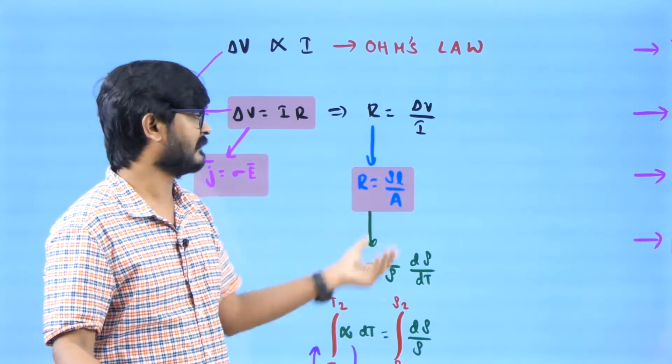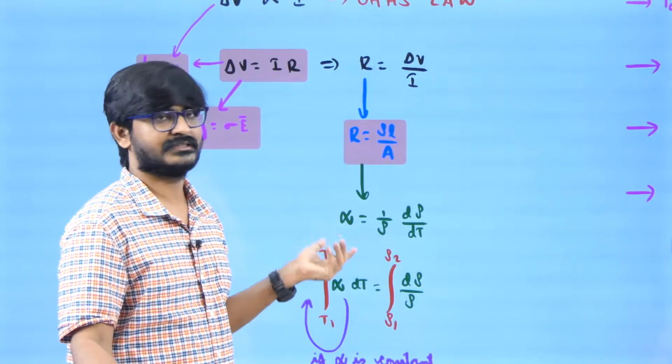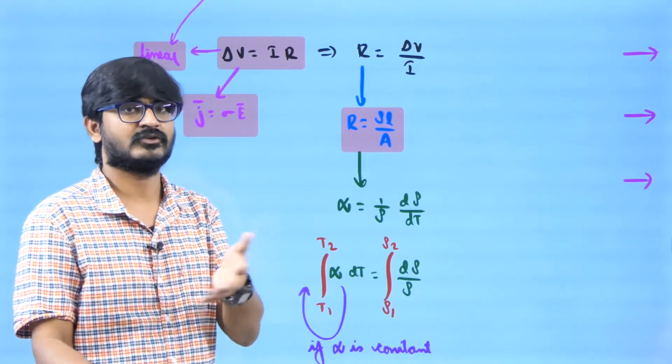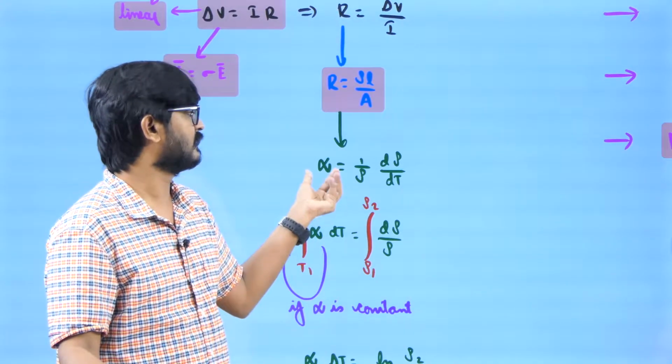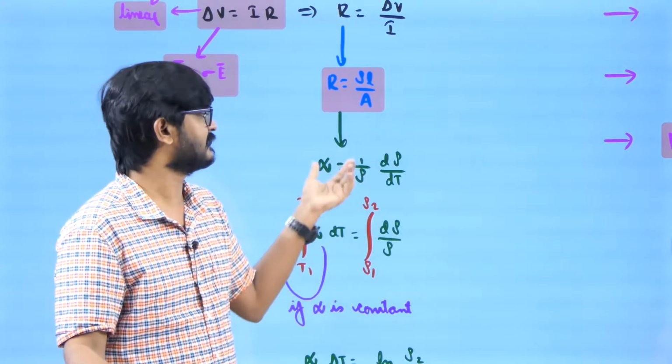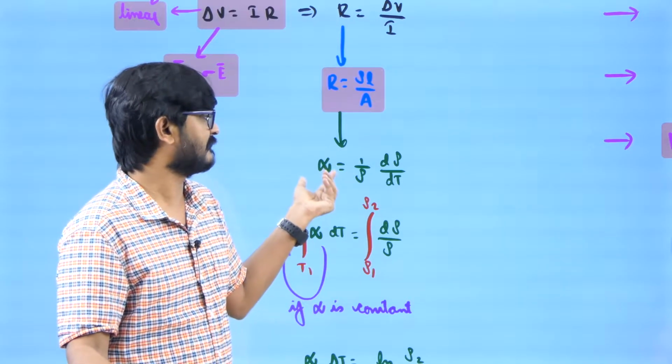Resistance will be given by rho L by A. Now rho will be changing with temperature. We will see the reasons later, or you must be knowing already. So resistivity will keep increasing with temperature. Alpha is defined this way.